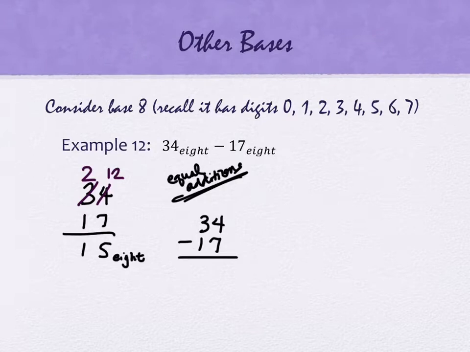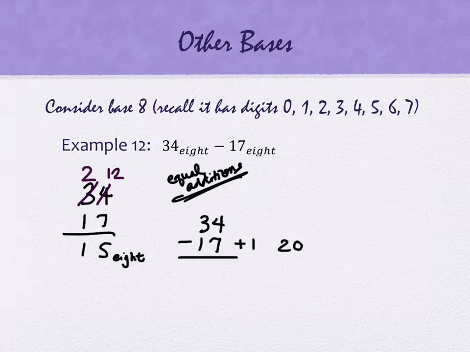Now, the way we avoid borrowing with the equal additions algorithm is that we try to turn as many things as we need to into zeros. Everywhere where I would have needed to borrow, I'm trying to turn that digit into 0. So in particular, in the ones column on this one, can't do 4 minus 7. So I'd like to turn the 7 into a 0. What would I have to add to 7 in base 8 for it to become a 0 in the ones place? 1. Okay? What is 17 plus 1 in base 8? 20. It is. It's 20 because I don't have a 10, right?